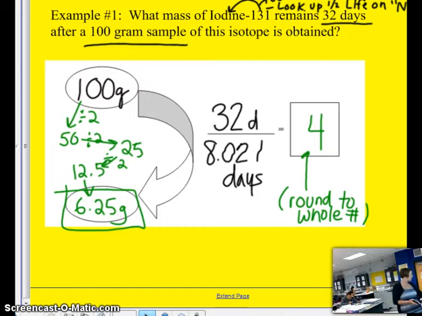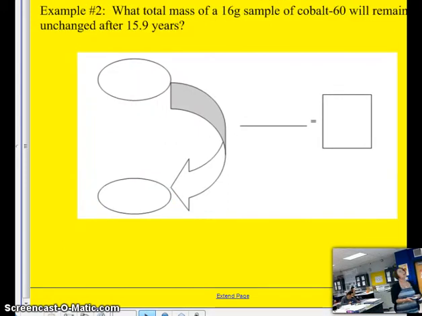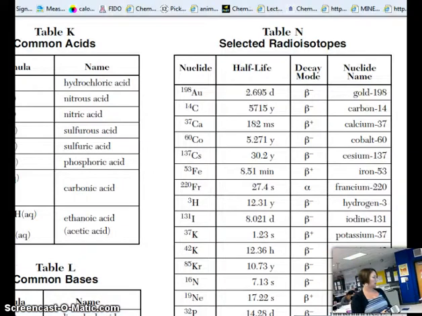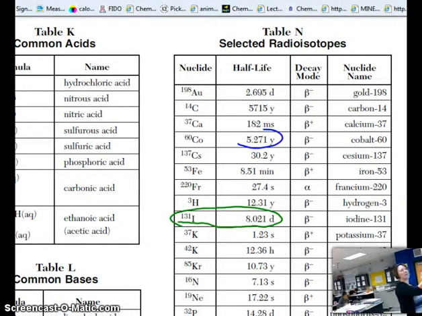Okay, let's do another practice here. What total mass of a 16-gram sample of cobalt-60 will remain unchanged after 15.9 years? So, first number I see is 16 grams. That's my original mass of my cobalt-60. Will remain unchanged after 15.9 years. That's how much time has gone by. It's cobalt-60, so I will look that up in table N and get the half-life of cobalt-60. Cobalt-60's half-life is 5.271 years.